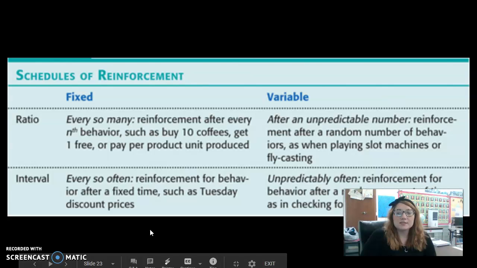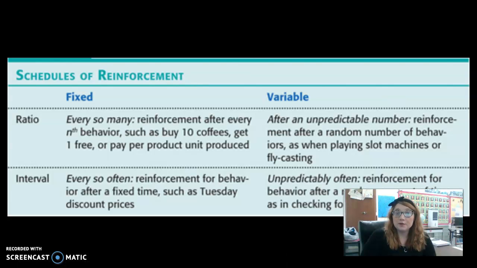So this is a chart that just gives you a brief overview of the fixed, variable, ratio, and interval elements of schedules of reinforcement. Now within operant conditioning, it's going to get a little tricky because you're going to be able to explain to me whether or not something is a positive reinforcement, a negative reinforcement, a positive punishment, a negative punishment. And then you're going to need to be able to explain to me whether or not a scenario is depicting what type of schedule of reinforcement it is.